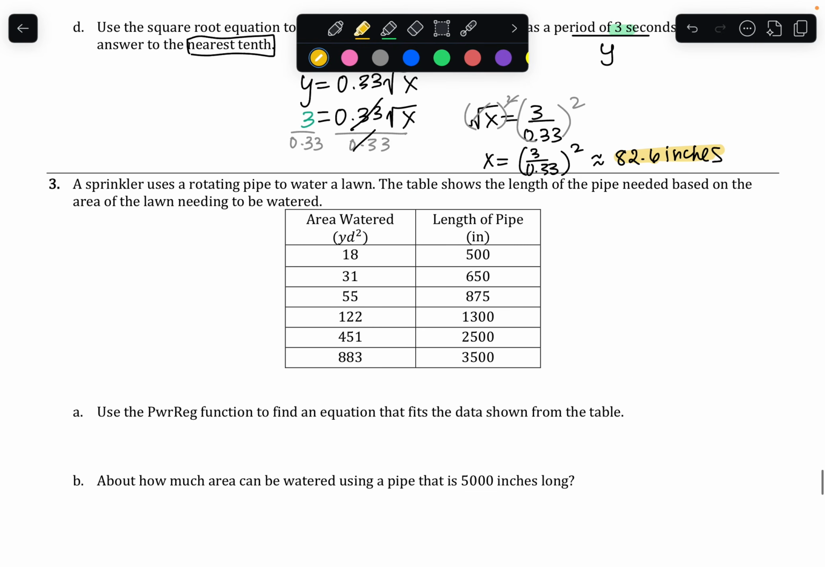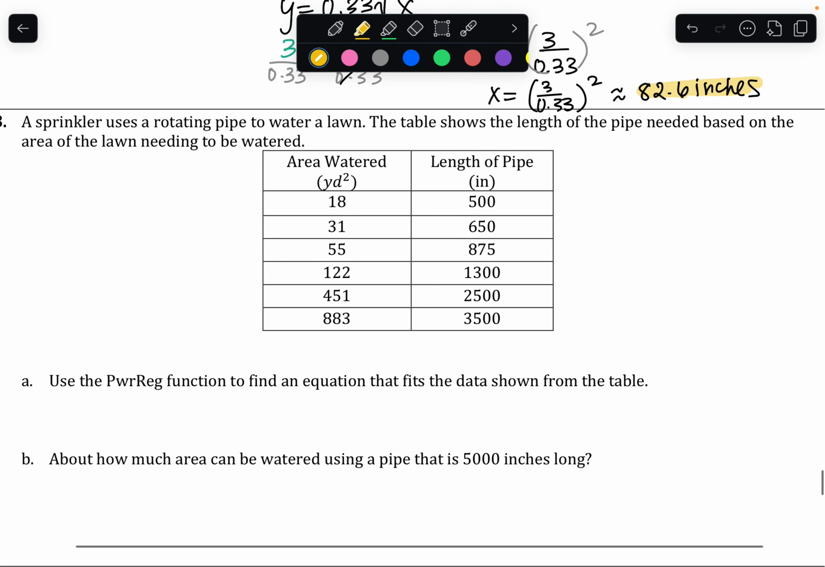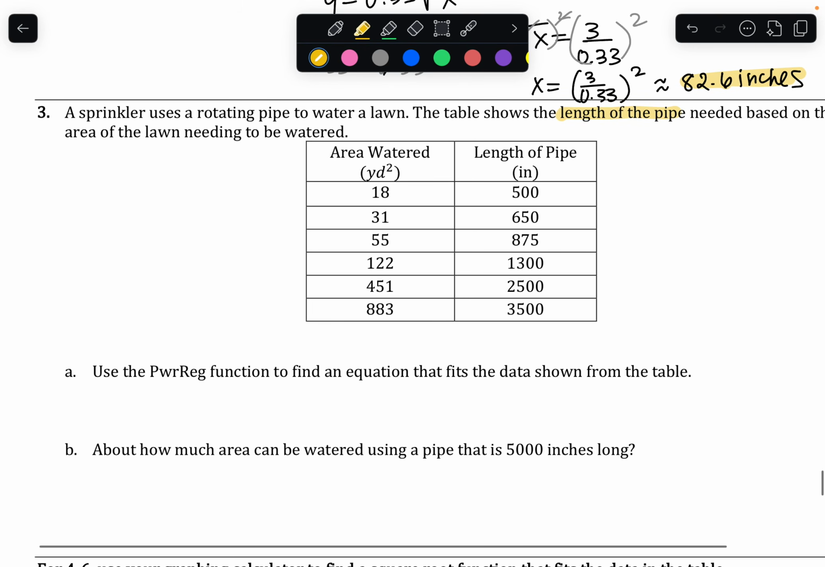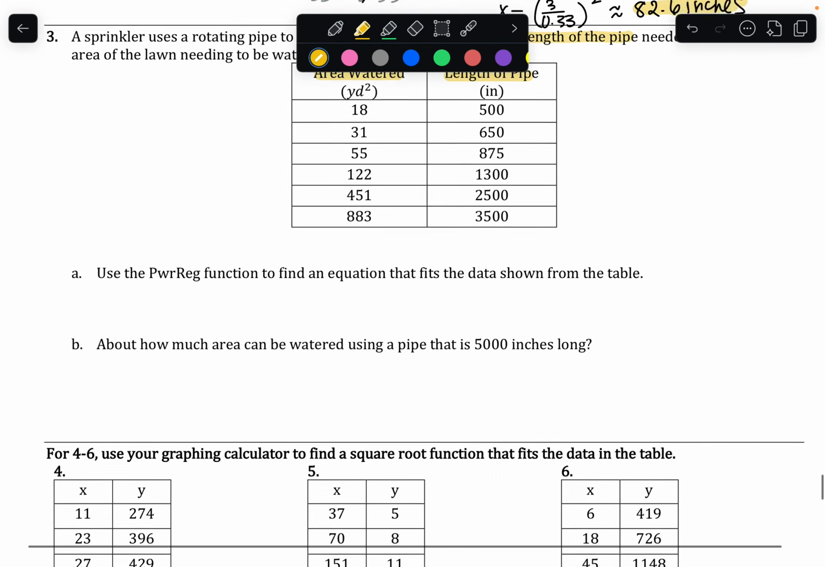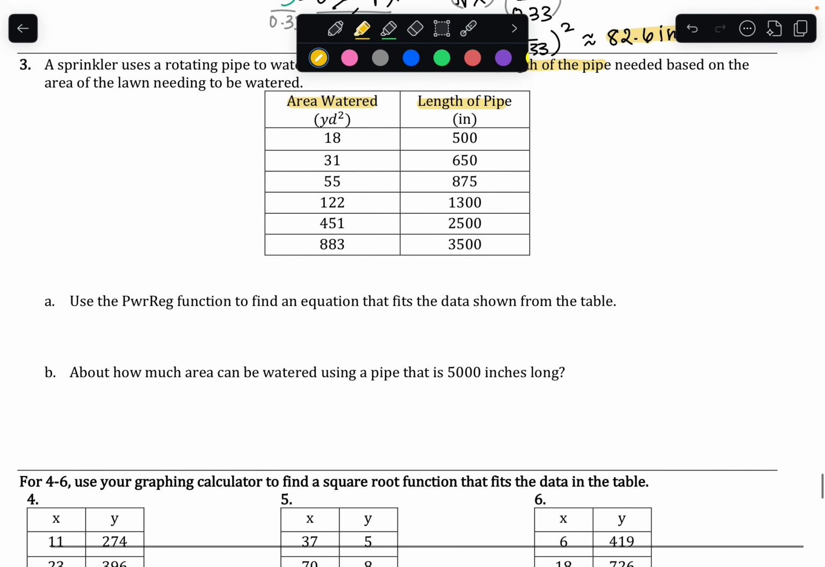Okay, and so starting from the top, a sprinkler uses a rotating pipe to water a lawn. The table shows the length of the pipe needed based on the area. So area is our x, length is our y. Based on, depends. So use power regression function to find an equation that fits this data.